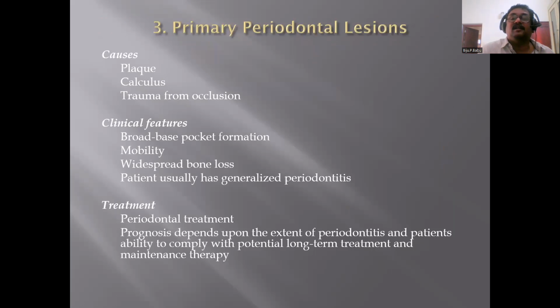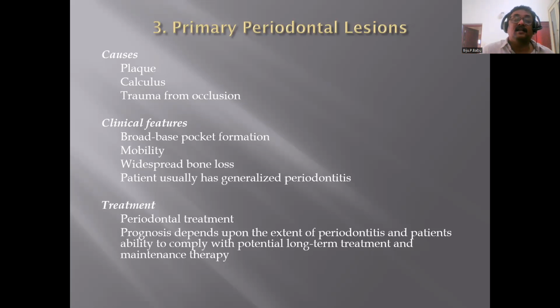Now the third condition, as I told you, is the primary periodontal lesion. In a primary periodontal lesion, the main causes are usually plaque, calculus, and poor oral hygiene. There are a lot of deposits or stains around the tooth, which have caused gingival inflammation. And also you sometimes find traumatic occlusion, which has caused a localized periodontal defect. Traumatic occlusion could be a high restoration or high crown which has been placed on the tooth.